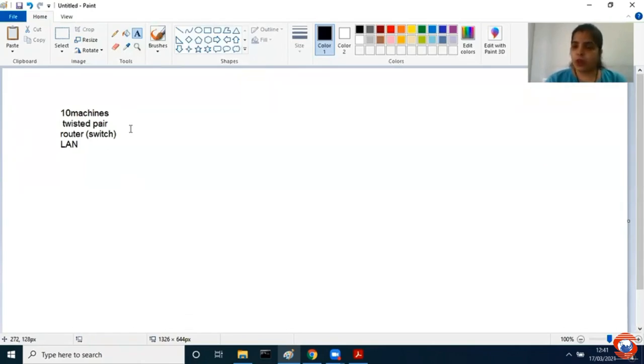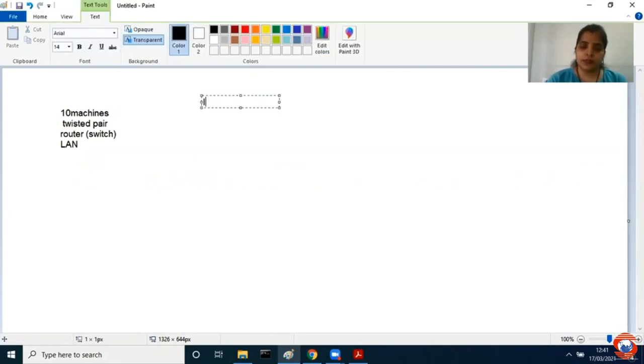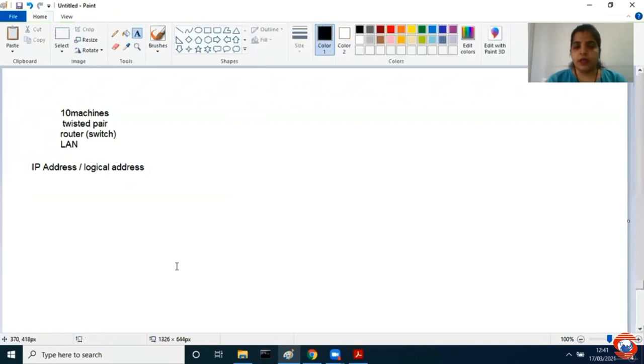But if I say 10 machines, if I connect twisted pair, will the network automatically connect? Answer is no. I need something which is called an IP address, right? IP address is called a logical address, which is given to the machine.